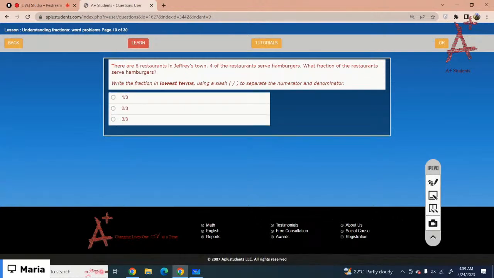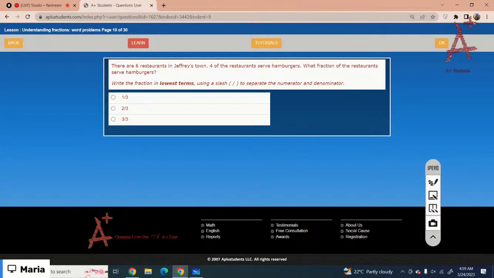Okay, the next one is: there are 6 restaurants in Jaffreystown. 4 of the restaurants serve hamburgers. What fraction of the restaurants serve hamburgers? So the total restaurants are 6, and out of the 6, 4 make hamburgers. So what is the fraction? It would be 4 over 6.